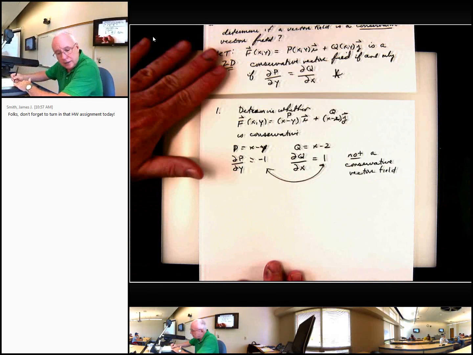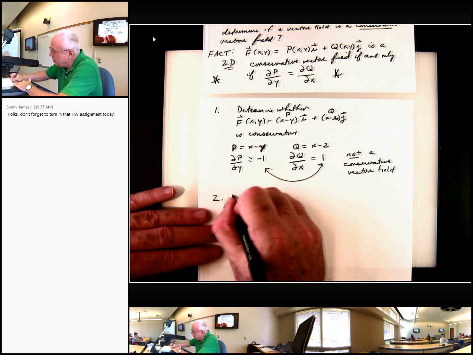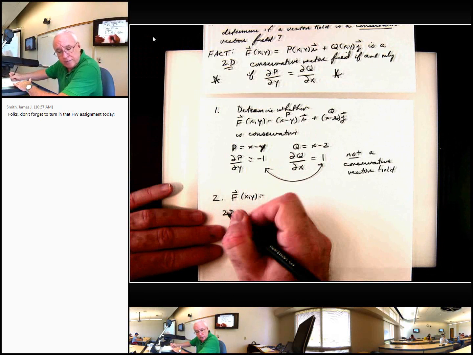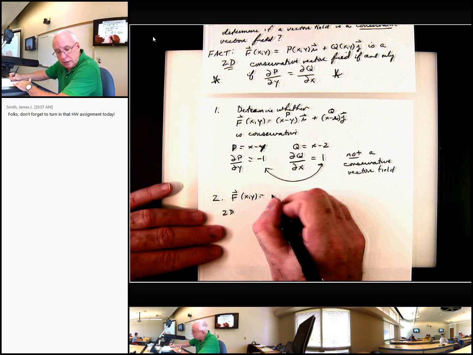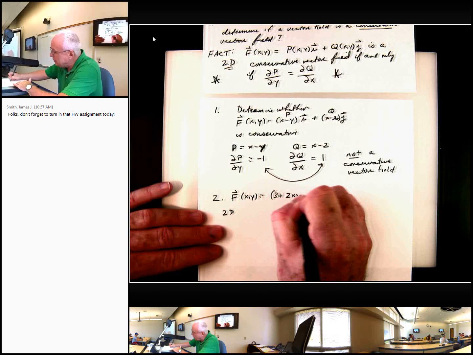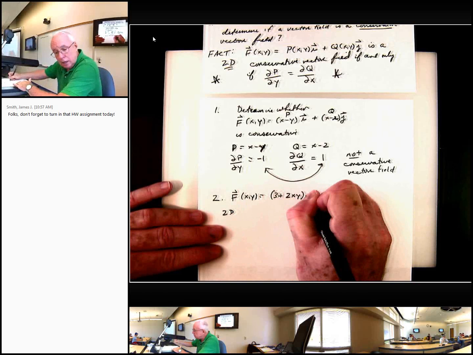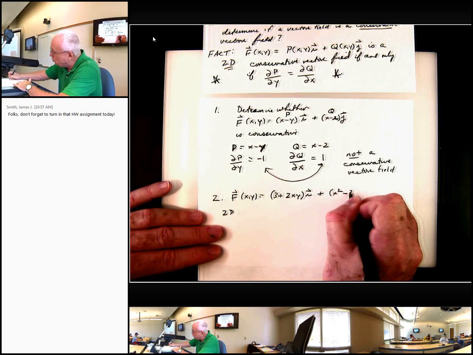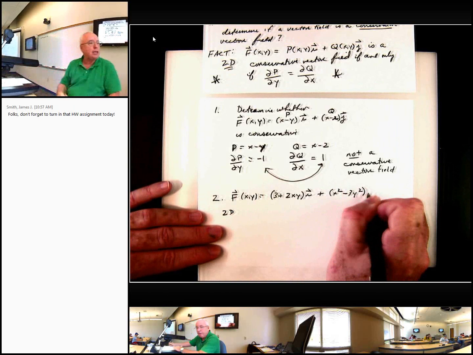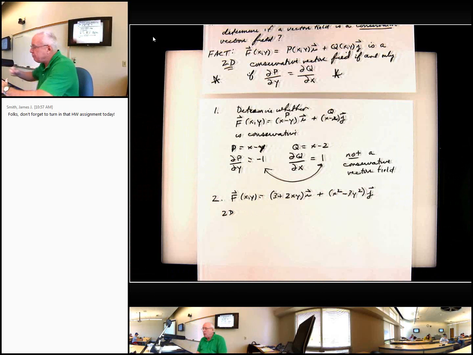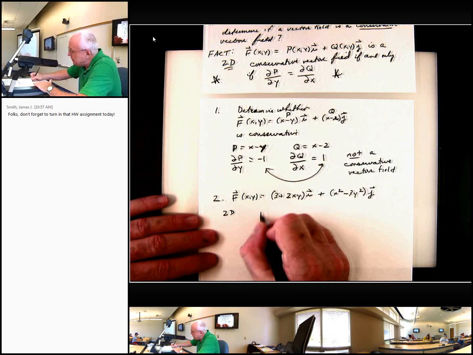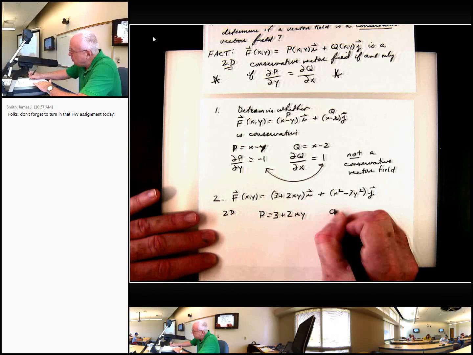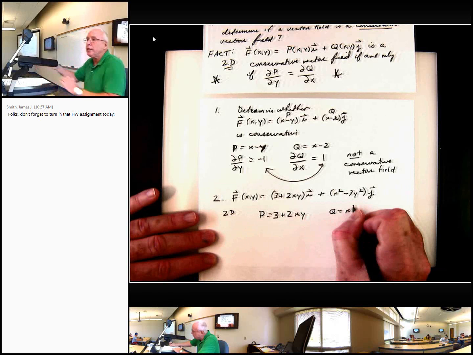Okay, let's look at another example then. Here, our vector field, again, it's 2-dimensional, is defined like this: 3 plus 2xy times the i vector plus x squared minus 3y squared times the j vector. All right, so therefore p again is 3 plus 2xy. Q is the second one, x squared minus 3y squared.